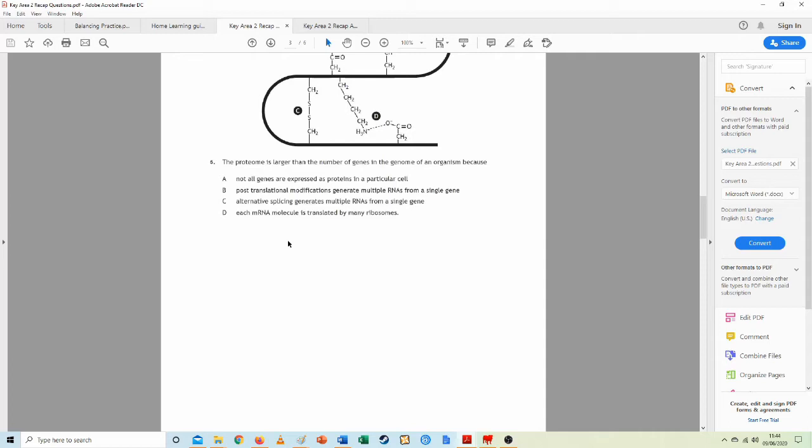B, post-translational modifications generate multiple RNAs from a single gene. Now, this is an interesting option because they have thrown in post-translational modification, but then they have stated that that is what generates multiple RNAs from a single gene, and that is not true. That is C, alternate RNA splicing, or alternate splicing generates multiple RNAs from a single gene. So B is really chucking in all the things in the wrong fashion. C has one thing in the correct fashion, so the answer for 5 is C, and that was the multiple choice section.